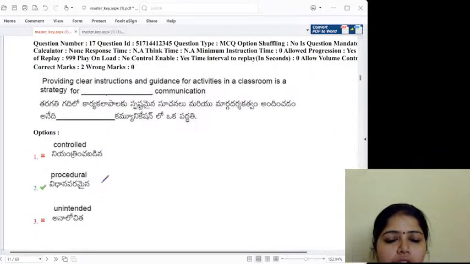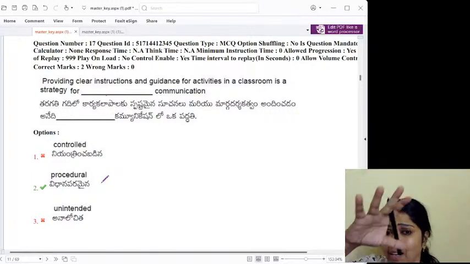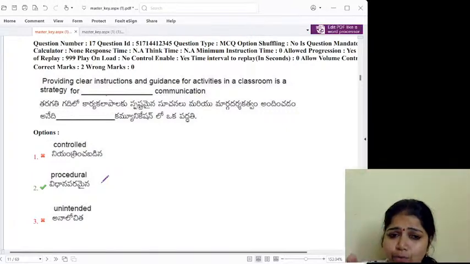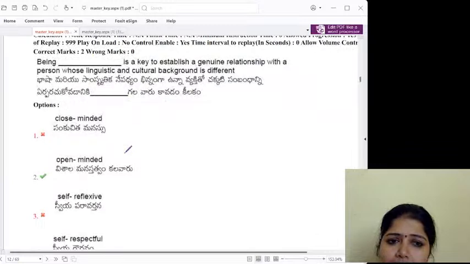And this is also right. Providing clear instruction and guidance for activities in a classroom is a strategy for procedural communication. I tell what we have to do after what in a very clear way, and that's called procedural communication. There is no mistake in this one. And this is a very good question actually.